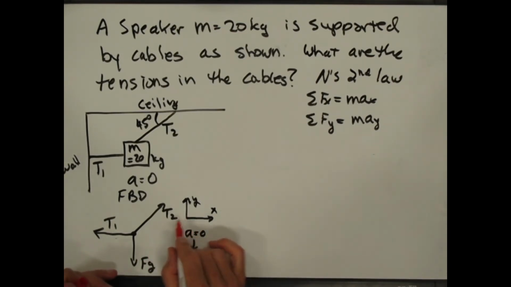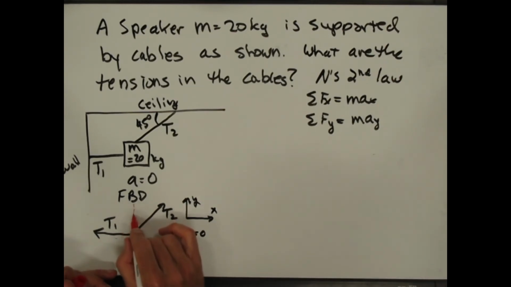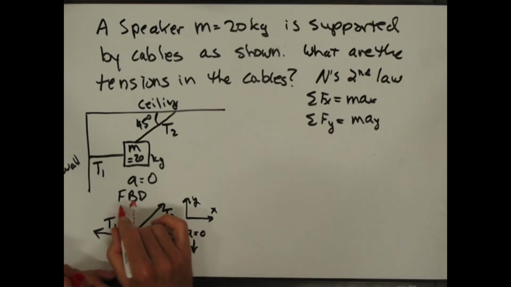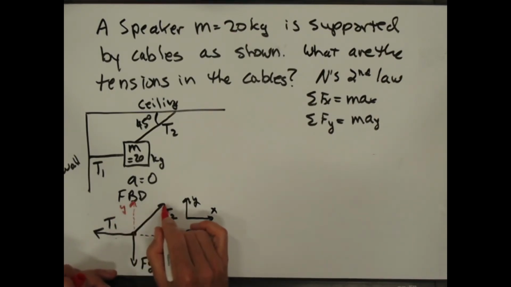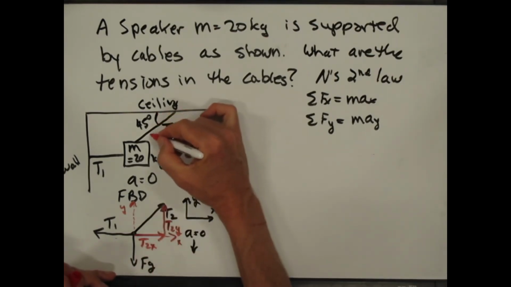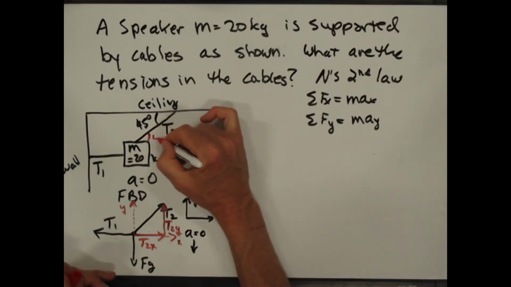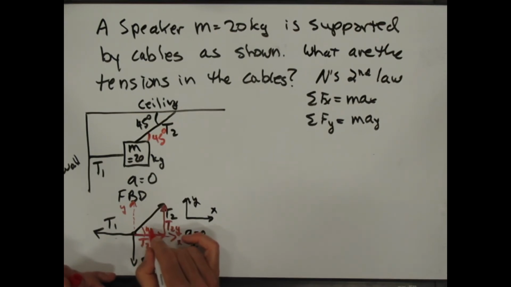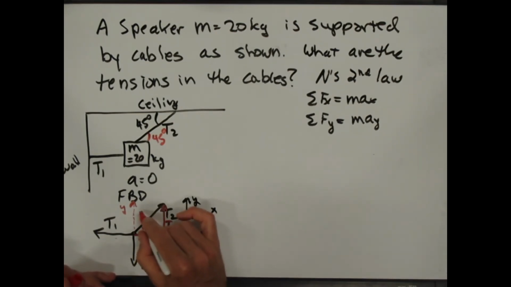And so I've chosen this as my coordinate system, and so I'm going to draw my coordinate system on top of my free body diagram. This is my x-axis, this is my y-axis, and then I'm going to draw a line down. I'm going to call this T2y, and I'm going to call this guy here T2x. If this angle is 45 degrees, that means that angle is 45 degrees. And so this angle is 45 degrees. And there's my T2.